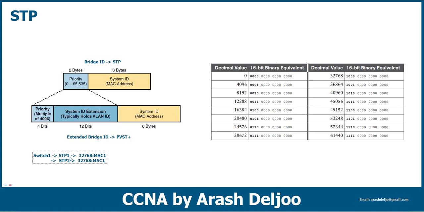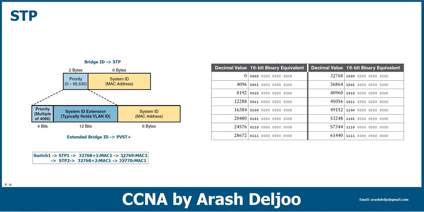Here, for creating 2 different BIDs for each STP instance without using another MAC address, we can add the VLAN ID to the priority, +1 here, +2. Because of that, the BID of switch 1 in STP 1 is 32,769 colon MAC 1, and the BID of switch 1 in STP 2 is 32,770 colon MAC 1. This is the extended BID, as you learned before.